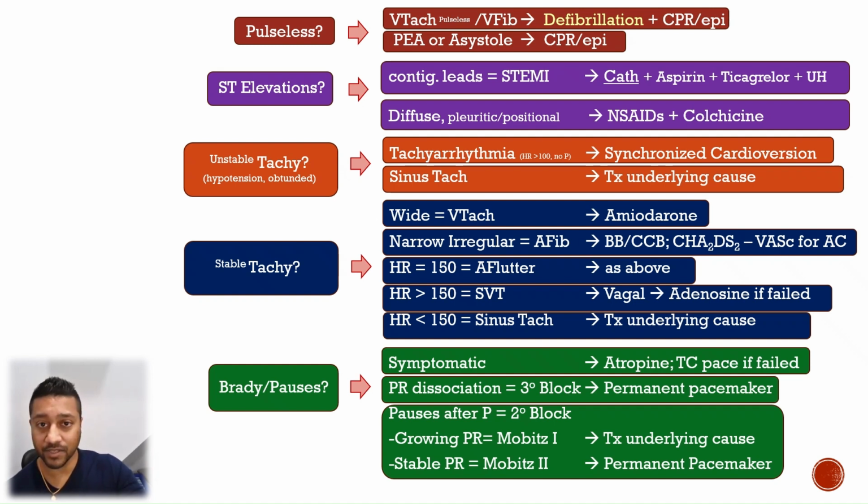Meanwhile, if I see that there's a stable PR interval, the PR interval is always the same, and every now and then you're going to drop a QRS, then that is most likely Mobitz 2, and that will eventually require a permanent pacemaker, just like a complete heart block, because Mobitz 2 has a high risk of going into a complete heart block down the line.